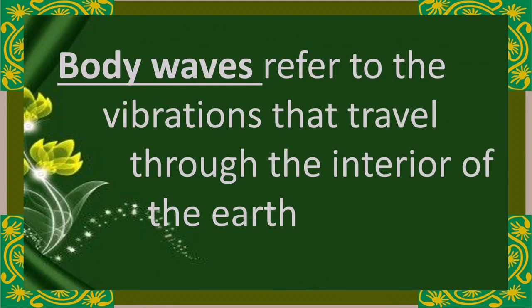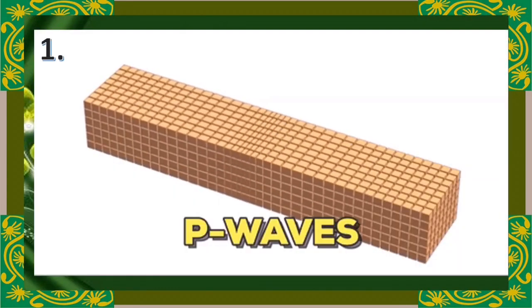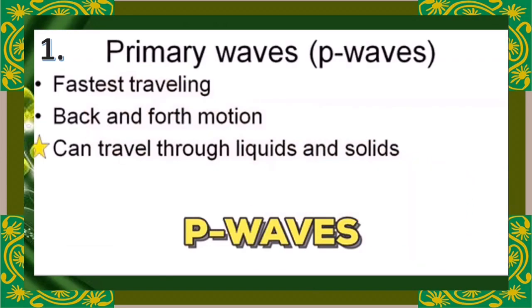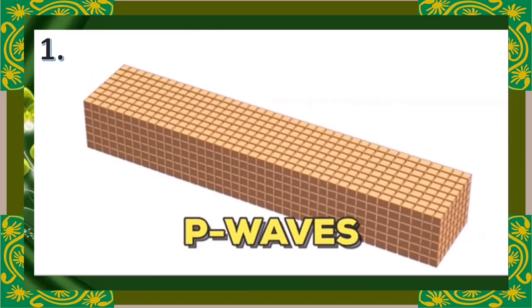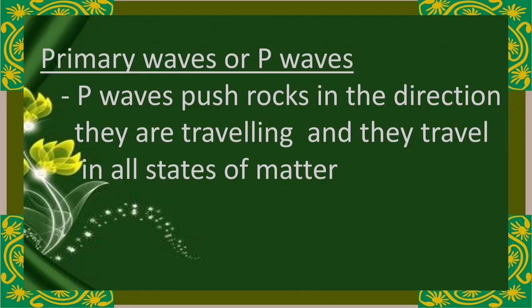Body waves refer to the vibrations that travel through the interior of the earth. Two types of body waves. One, P waves, or primary waves. P waves push rocks in the direction they are traveling, and they travel in all states of matter.